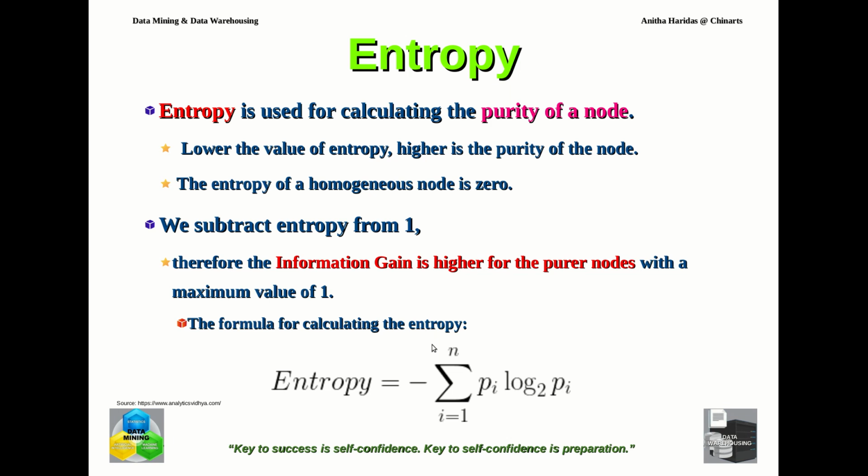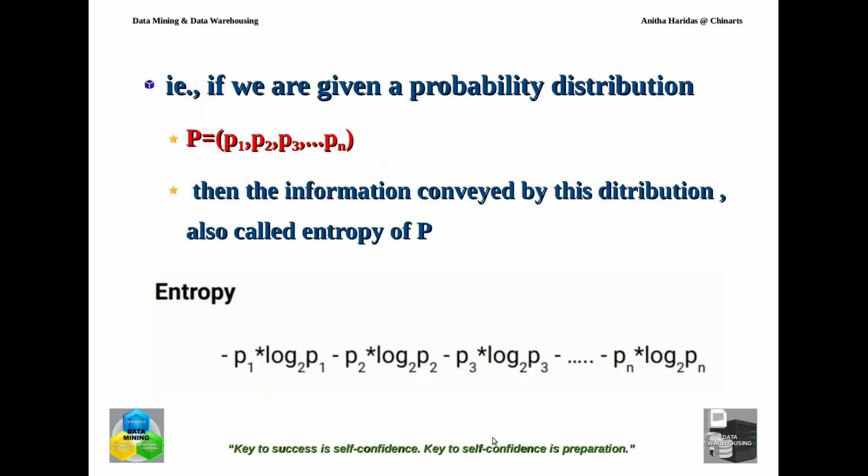So the formula for calculating the entropy value is this one. Entropy is nothing but minus sigma i equals 1 to n of pi log 2 of pi. So this is the formula for calculating the entropy value, where pi is the probability of the ith partition or ith class. That is, if we are given a probability distribution something like this. This is a probability distribution.